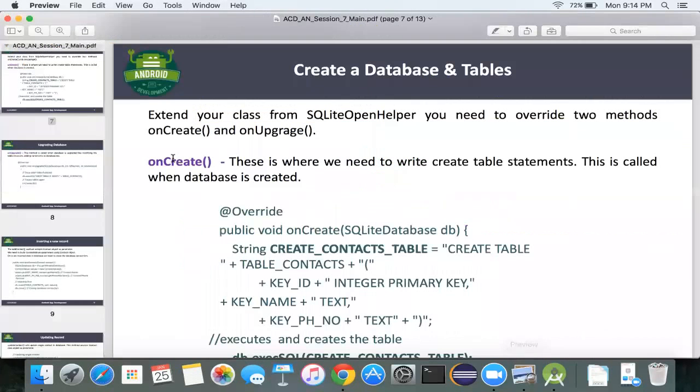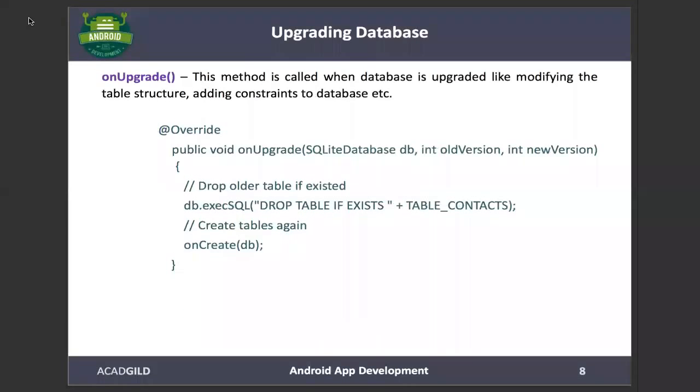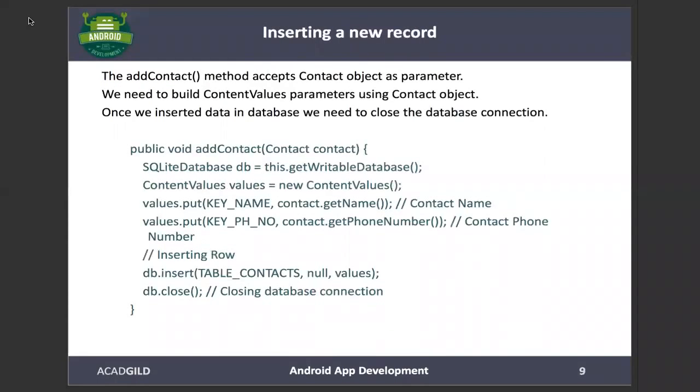Our next step is to insert some values into that particular table with respect to the columns. How can we do that? We'll learn the onUpgrade method a little later. Here we'll just come to inserting a record. How do we insert a record? Basically this is done for a contact, so we'll do the same thing for a student.